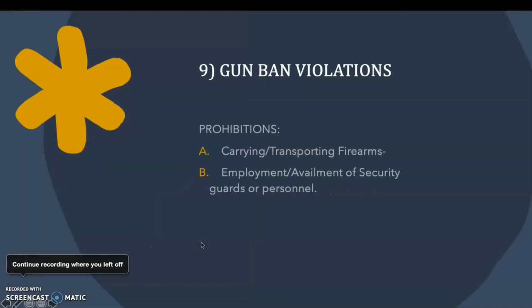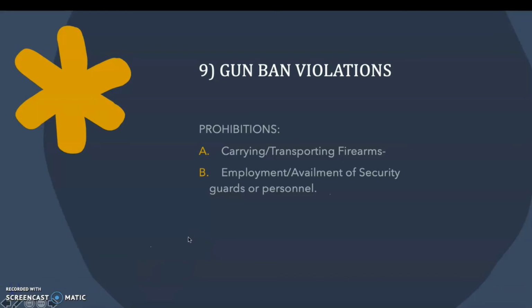Number 9, gun ban violations. For the prohibitions, please refer to A, carrying or transporting firearms under Section 261(Q) of the Omnibus Election Code and Section 32 of RA 7166. And for letter B, employment or availment of security guards or personnel, please refer to Section 33 of RA 7166.